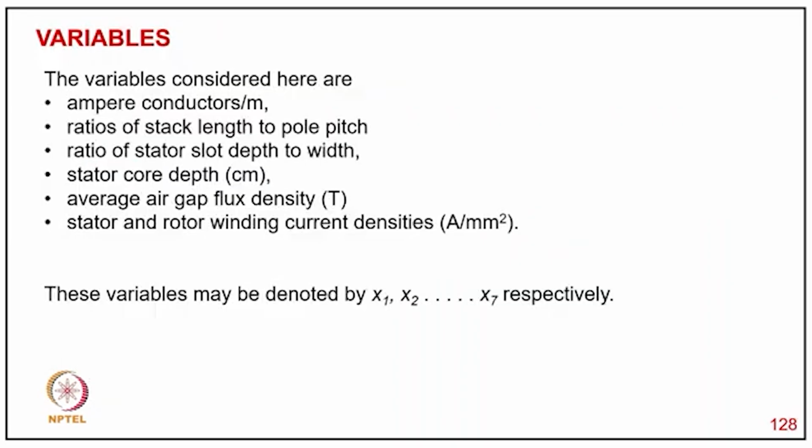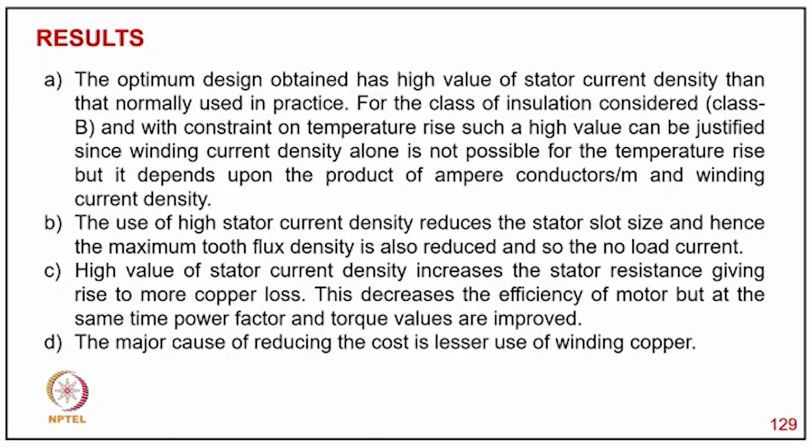The variables considered in this example are the ampere conductor per meter electrical loading, the ratio of stack length to pole pitch, the ratio of slot depth to width, the stack core length L, the average air gap flux density, and the stator and rotor winding current densities. Of course, seven variables are taken here.